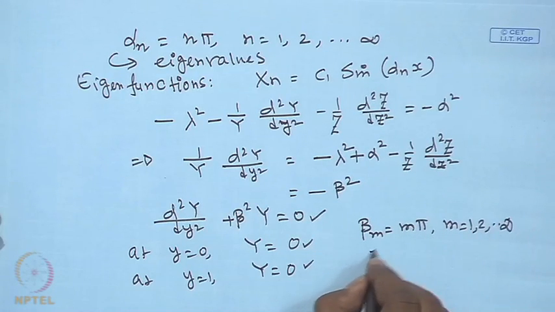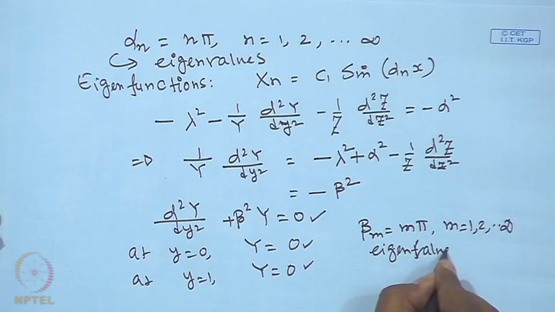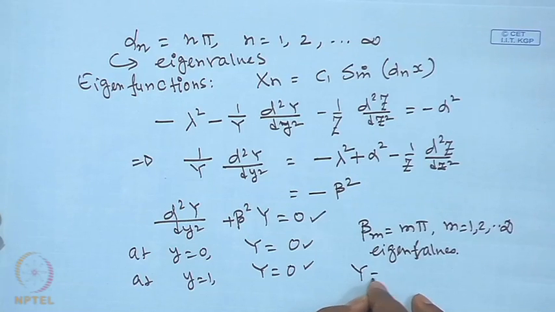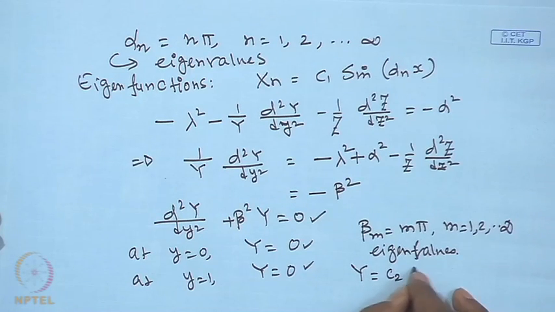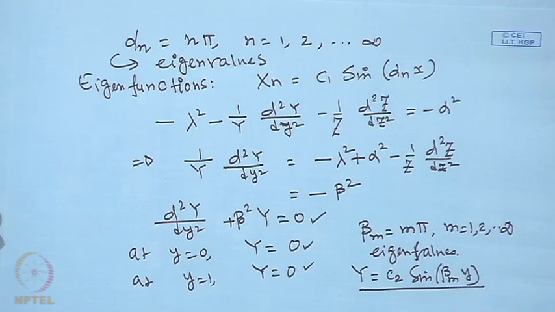They are the eigenvalues, and the eigen functions will be composed of Y is equal to some constant C 2 sin beta m y, that is, sin m pi y. So, these are the eigen functions. Okay. So, next we look into the z varying part.